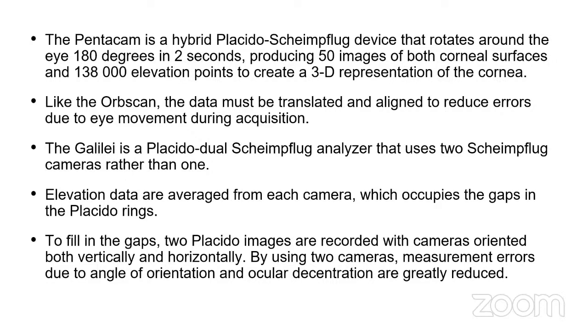Like the Orbscan, the data must be translated and aligned to reduce errors due to eye movement during acquisition. The Galilei is a Placido dual Scheimpflug analyzer that uses two Scheimpflug cameras rather than one. Elevation data are averaged from each camera, which occupies the gaps in the Placido rings. To fill in the gaps, two Placido images are recorded with cameras oriented both vertically as well as horizontally. By using two cameras, measurement errors due to angle of orientation and ocular decentration are reduced.